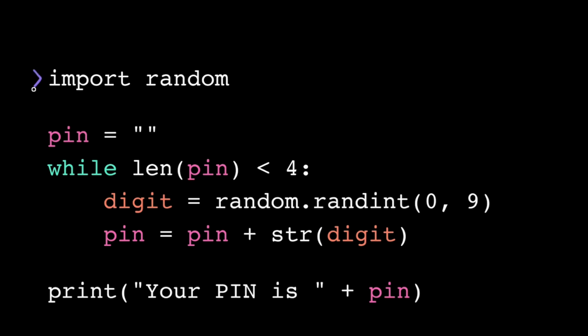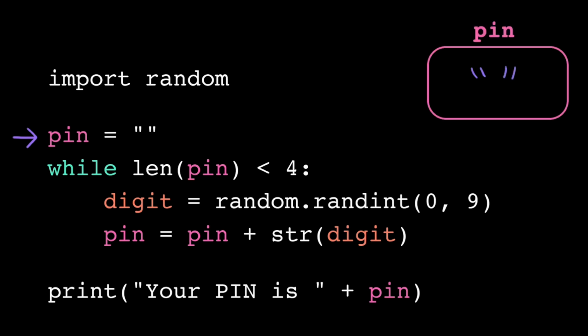As usual, the computer starts executing at the first line of the program. Here we have an import statement, so the computer goes off and loads the code for the random module into its memory. This line initializes the variable pin. The computer goes off to its short-term memory, allocates a new chunk, stores the empty string there, and then tags it with the name pin. On to the next line, now we've reached the while loop, so the computer evaluates the loop condition. The variable pin currently contains the empty string, so the length of pin is 0. 0 is less than 4, so the loop condition evaluates to true. Because it's true, the computer goes on to execute the loop body.